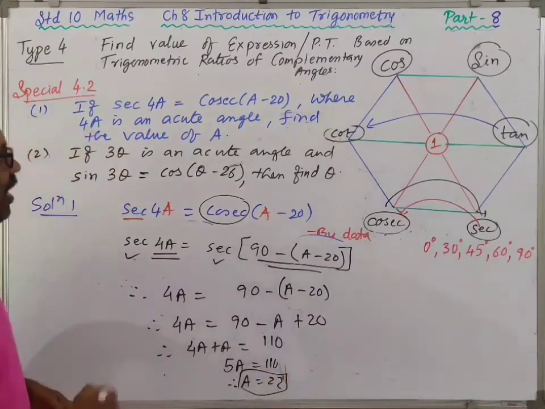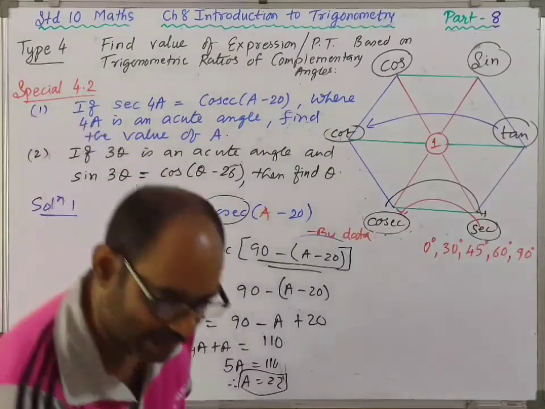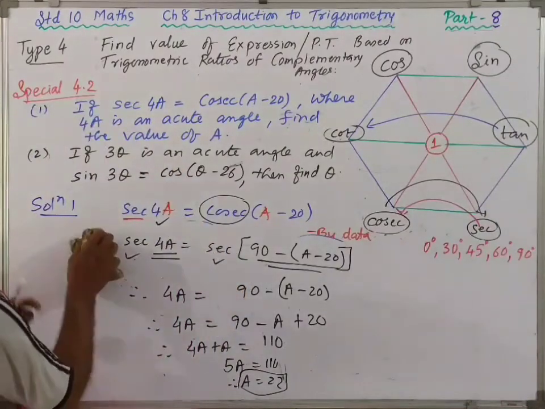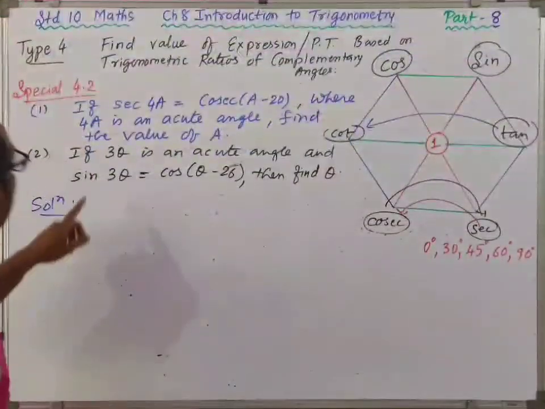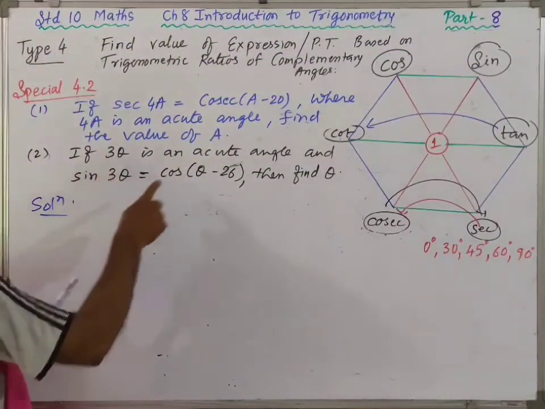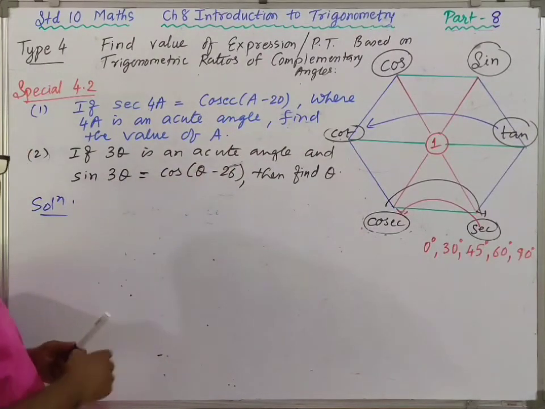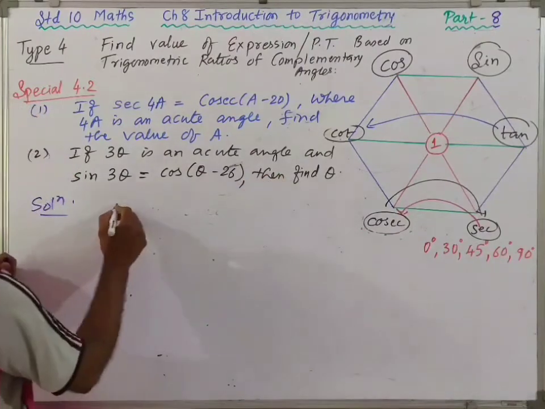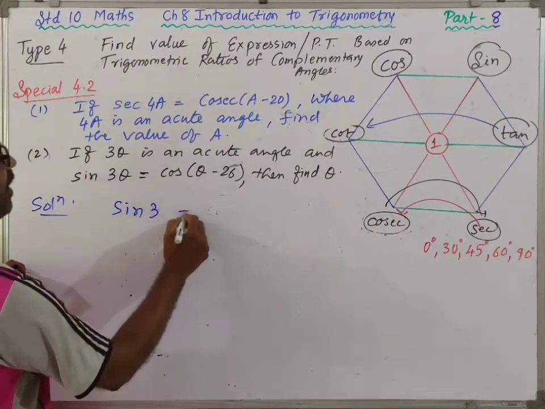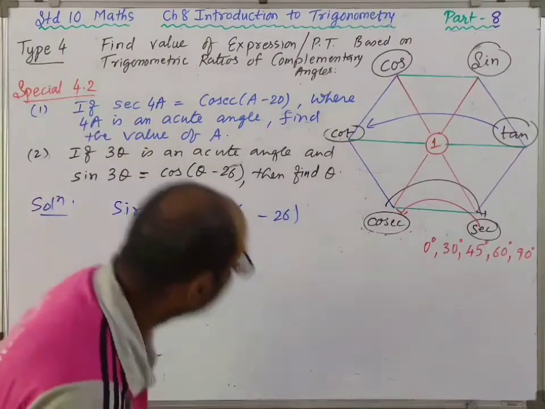ये भी हो सकता है. लेकिन आसान यही रहेगा. ये थोड़ा complicated हो जाता है. Right? Okay? Fine. Now we see the second one. It is similar. Second one. Same. If 3 theta is an acute angle such that sin 3 theta is equal to cos theta minus 26, then find the value of theta. Sin 3 theta is equal to cos theta minus 26.